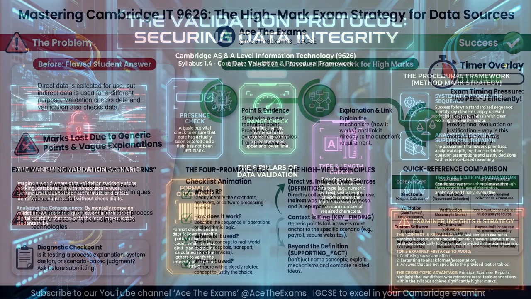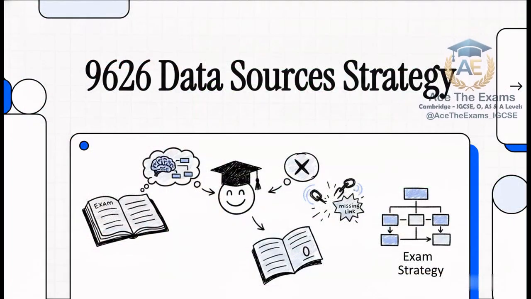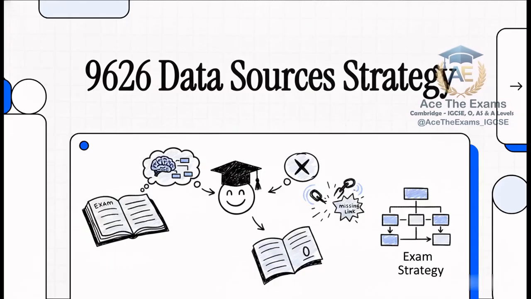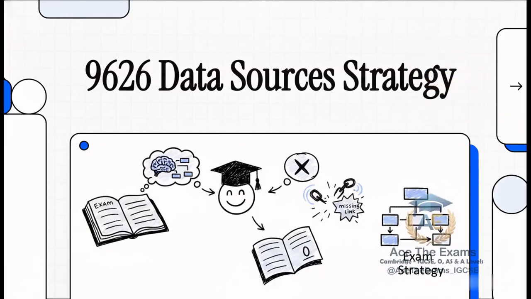Okay, picture this. You open your Cambridge Information Technology 9626 exam paper. You see a question on data sources. You write down the exact textbook definition perfectly, word for word, and you walk out of the exam hall feeling incredible. But then results day hits, you look at your paper breakdown, and you realize you got absolutely 0 marks for that question. 0. How is that even possible?